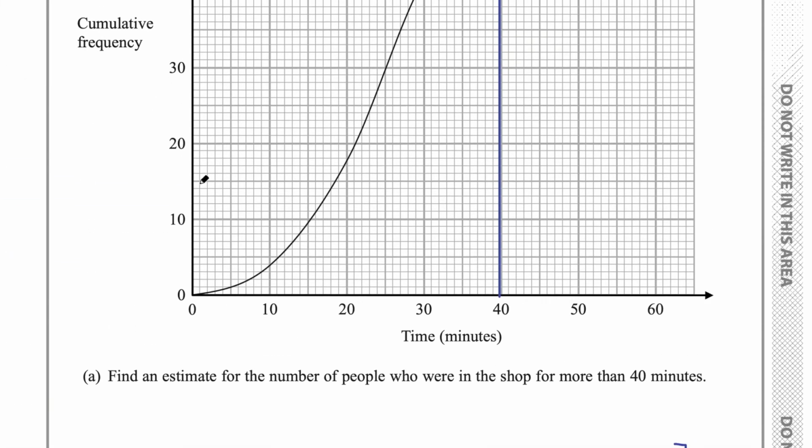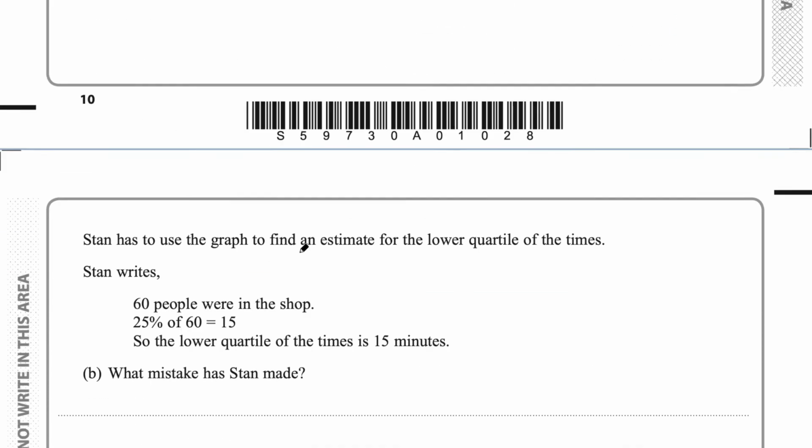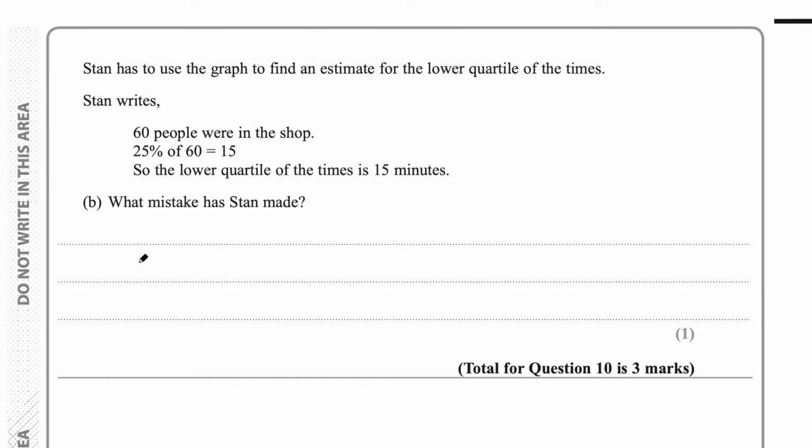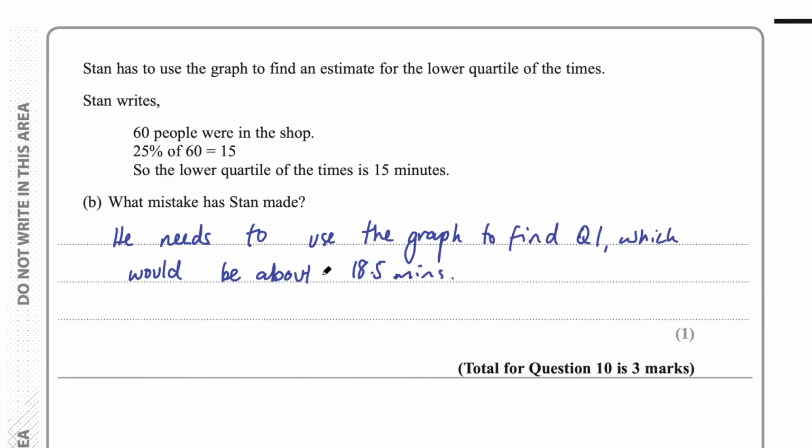So he needs to go to 15 on the cumulative frequency, go across to the graph, and then down to the time. So he'd actually get about 18.5 or so, something like that. So the main mistake he has made is that he hasn't used the graph correctly. So he needs to use a graph to find Q1, which would be about 18.5 minutes. So that's for 1 mark. And question 10 for a total of 3 marks.